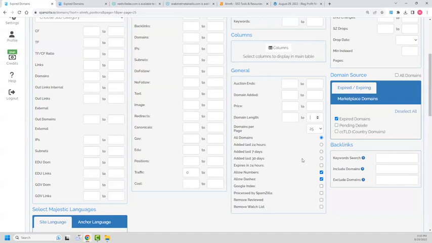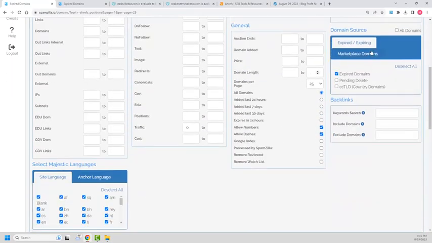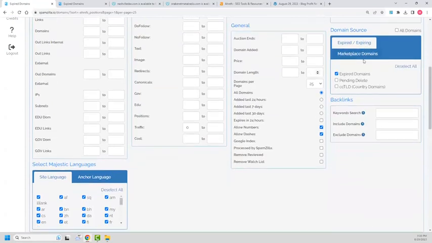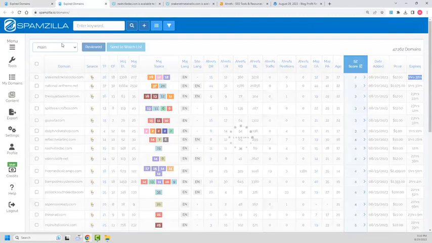Then you could do when they're added. Again, I'm not going to be too interested in that. What I am interested in is this here. I'm most interested in this box up here, major TLDs, and then this box here, because this shows whether I want one that's not yet expired that I could reserve, or expired only. This one here, which I call main, is expired only.